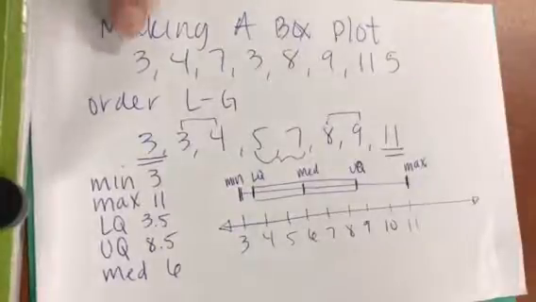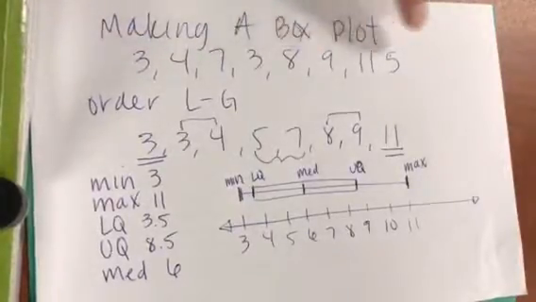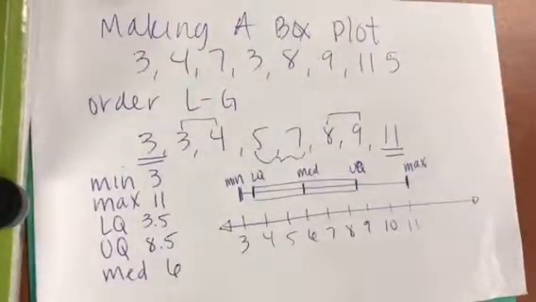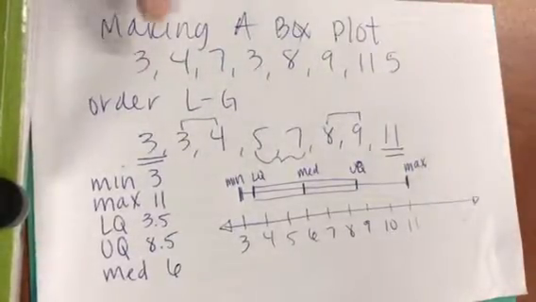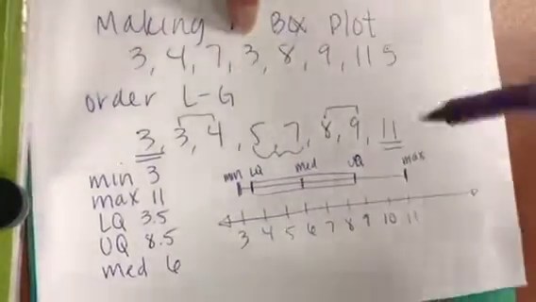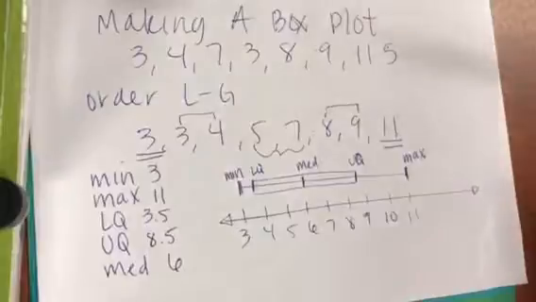Here's my data: 3, 4, 7, 3, 8, 9, 11, 5. Before you do anything, you got to make sure that you order from least to greatest. Always, always, always. Don't assume. It looks like they're ordered from least to greatest until I throw in that bogus 3 and a 5 at the end. Make sure that you order them from least to greatest, which I went ahead and did here.